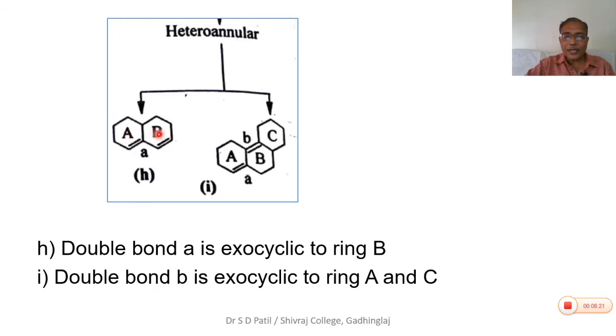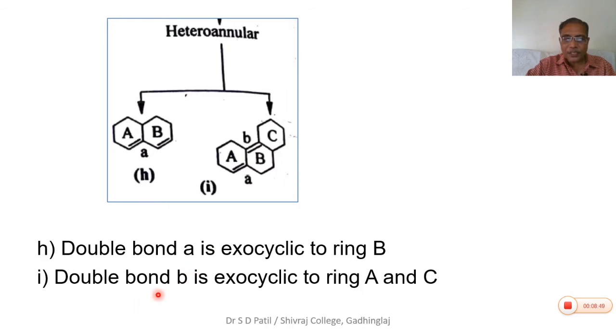In structure H, let us consider this structure. There are two rings A and B, and double bond A is exocyclic to B. Two double bonds are present in two rings and double bond A is exocyclic to ring B, because A bond has a common carbon with ring B. In case of structure I, this is a tricyclic structure.